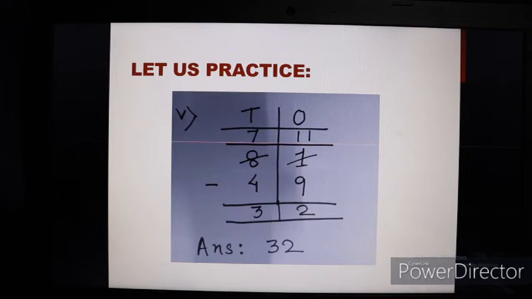On the other side, in tens place the new number is 7 and 7 is bigger than 4. We can subtract 4 from 7. Therefore, the answer is 32.